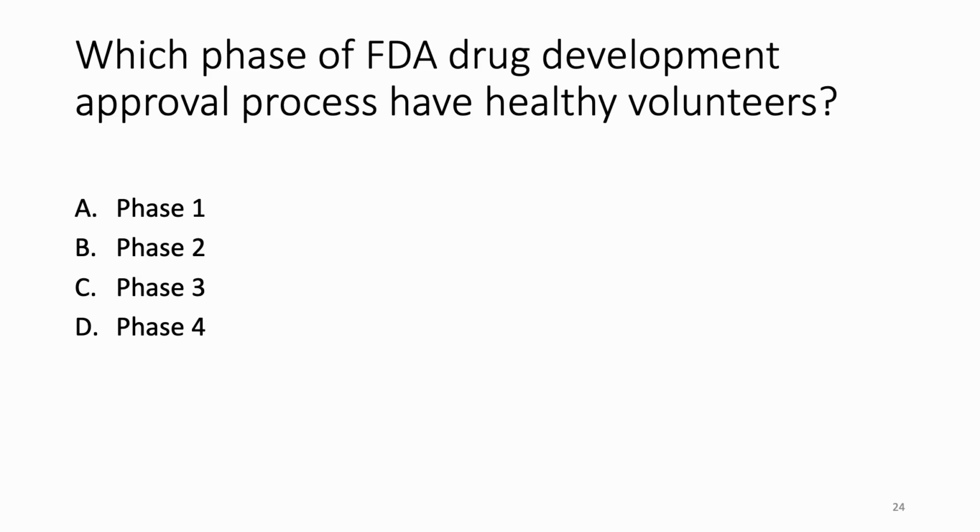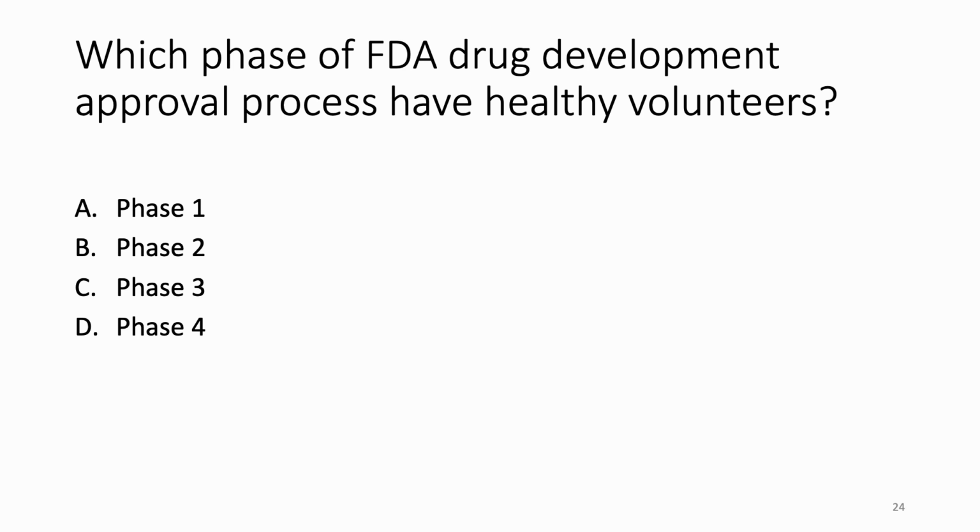Question: which phase of the FDA drug development approval process involves healthy volunteers? A. Phase 1, B. Phase 2, C. Phase 3, D. Phase 4. This question makes you recall the understanding of the clinical phases, clinical trials, according to the FDA drug development approval process.